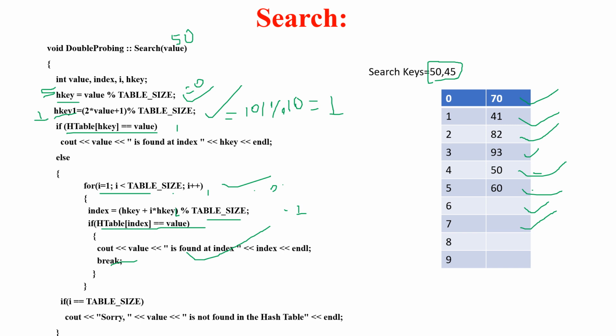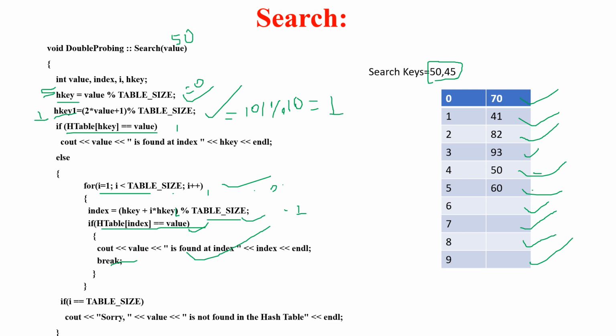Now I is incremented by 1. I become now 3. So 5 plus 3 into 1 modulus 10 you do, you will get 8. And check that the 8th index is having 45. No, not having. Then I is incremented by 1. I become 4. So the HK value is 5 plus I, which is 4, into HK1, which is 1. So now you will get 9 modulus table size. Check that the 9th is free. No, not free.